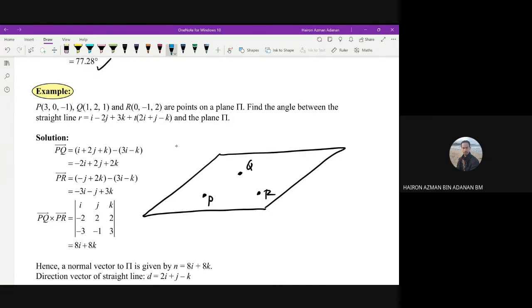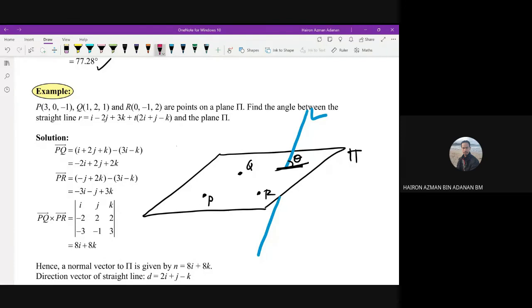Katalah line dia dekat sini. Ni line. Okay. Angle kita nak cari angle yang mana? Angle yang ni lah. Ni adalah sudut kita nak cari, theta tu. Okay. So, macam mana nak cari angle theta tu? Ni plane. Ni line kan?